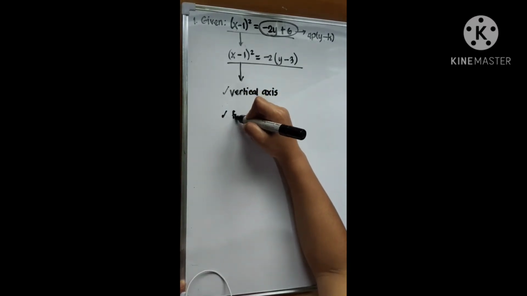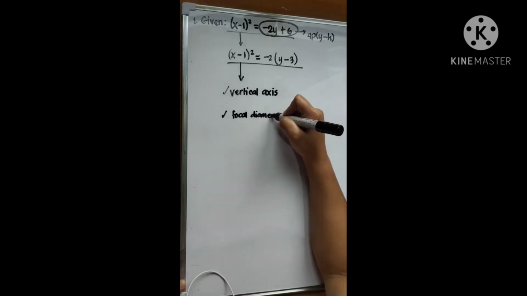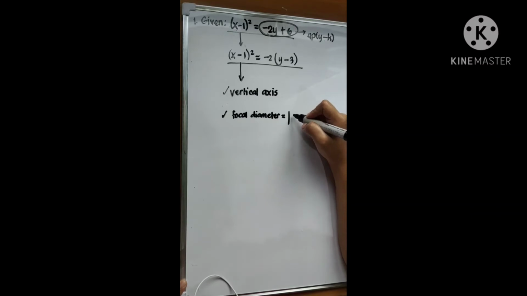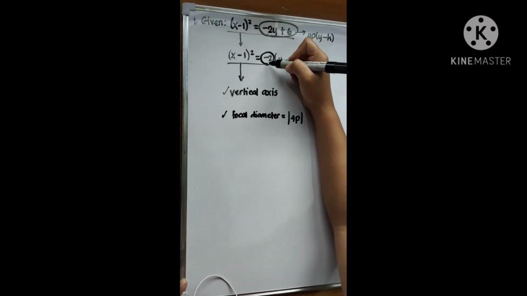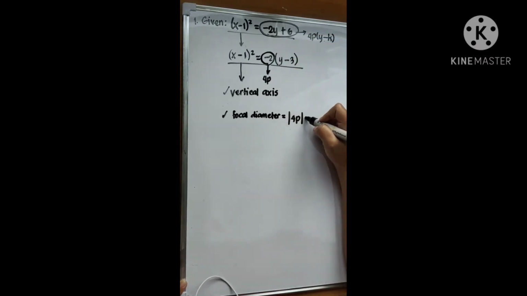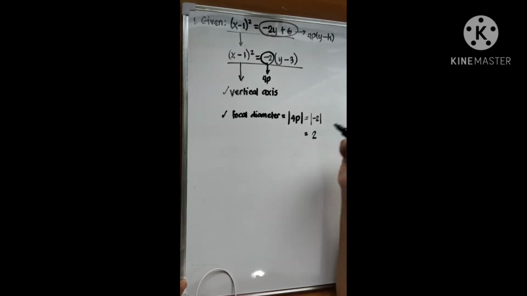Secondly, for the focal diameter, this is solved by the equation absolute value of 4p. And here in our equation, 4p is equivalent to negative 2. Therefore, the focal diameter is equal to the absolute value of negative 2, and thus, the absolute value of negative 2 is positive 2.